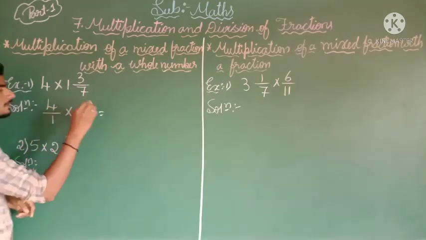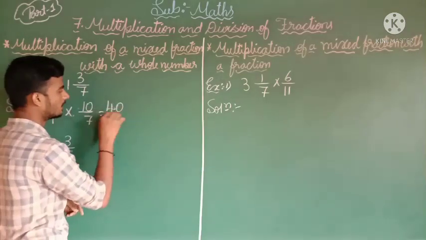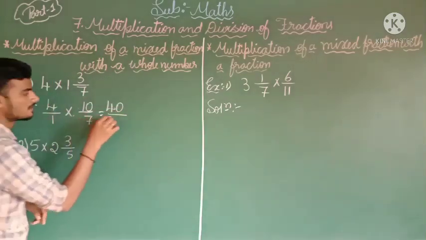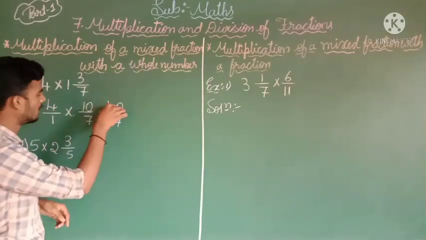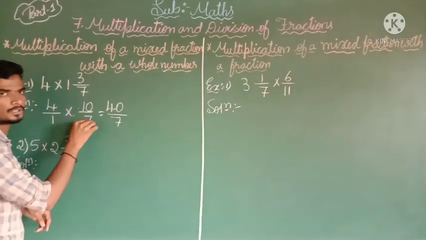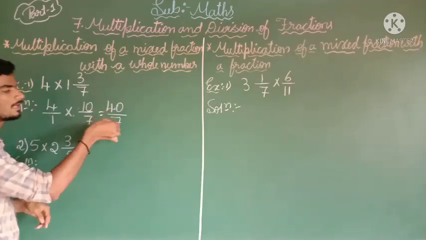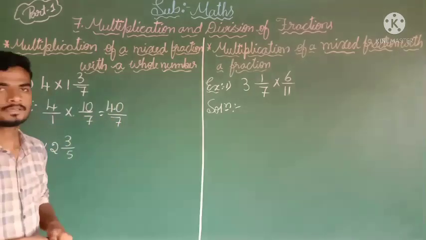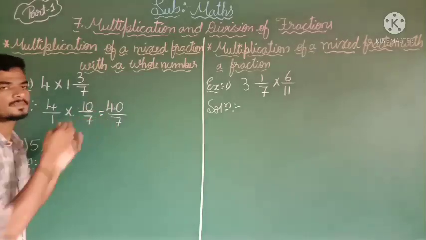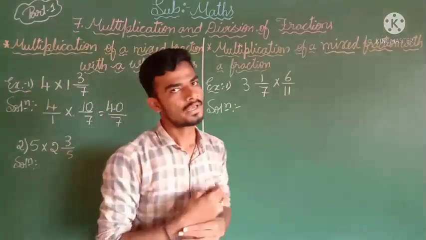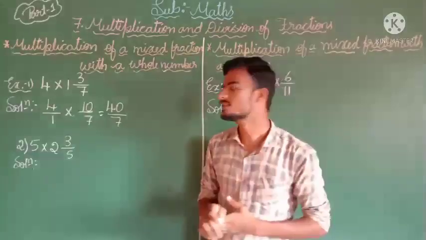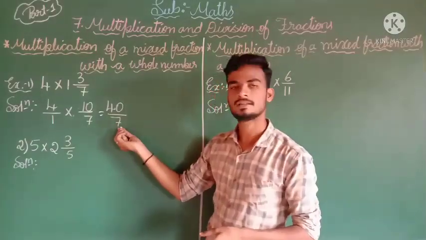So 4 10s are 40 divided by 1 7s are 7. Again you multiply numerator with numerator and denominator with denominator, and write the product. If it is possible to reduce it to the lowest term, we reduce it. If it is not possible, we leave it as it is.